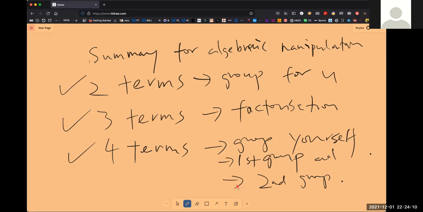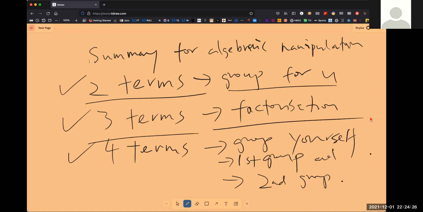So this is a very neat summary if you are given 2 terms, 3 terms, and 4 terms. Does it make sense? Okay, good. So hopefully next time, if you are given 2 terms, you can tell me they have grouped it for you, really good. 3 terms, think of factorization. 4 terms, think of grouping yourself, first group, second group. So that's always the first step.